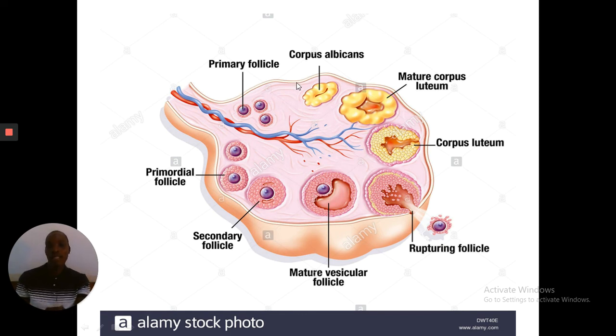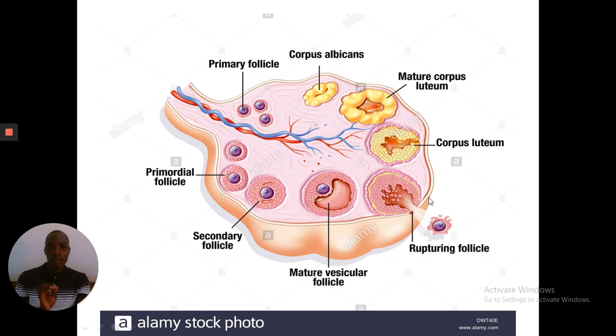When fertilization has taken place and implantation has occurred, a hormone is going to be released, the human chorionic gonadotropin hormone, that is going to stimulate this corpus luteum to continue secreting the hormones instead of it dying off. So basically that is it about the ovarian cycle.